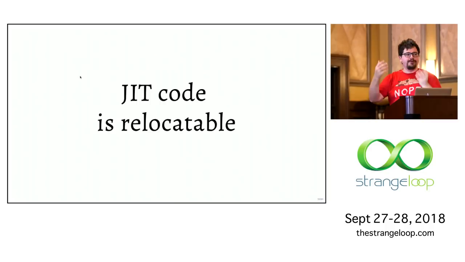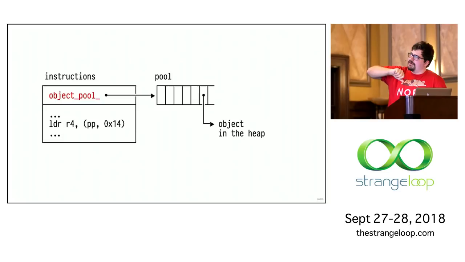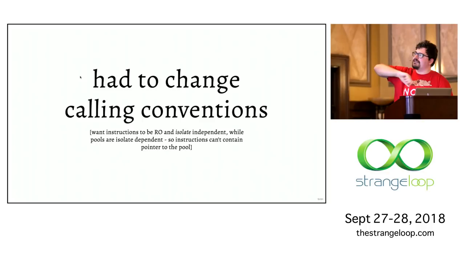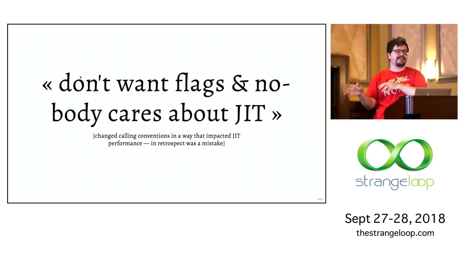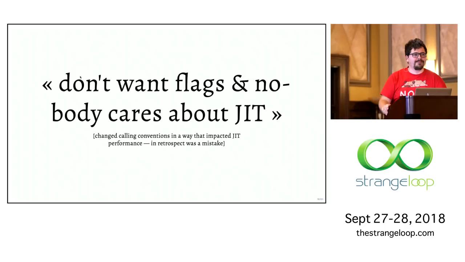There is still a little bit of complexity, because you cannot have the pointer to the object pool in the instructions themselves, like it was originally, because you're going to mark the instruction regions read-only. So you have to do some massaging and change the calling conventions, which actually regressed the performance of the JIT. We did not want flags that say, are we compiling for AOT, then use this calling convention, or are we compiling for JIT, use that one, because we thought that without these flags it's easier to test the code, since you test the same calling convention across all the modes of execution. But it was a mistake in retrospect, because it regressed the JIT performance.